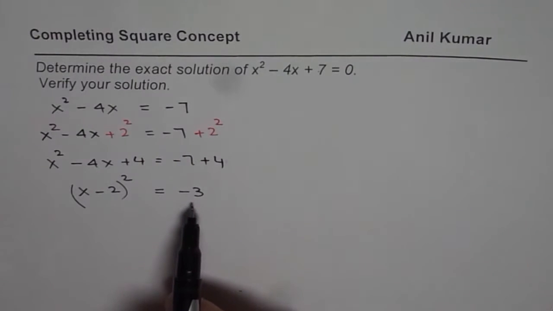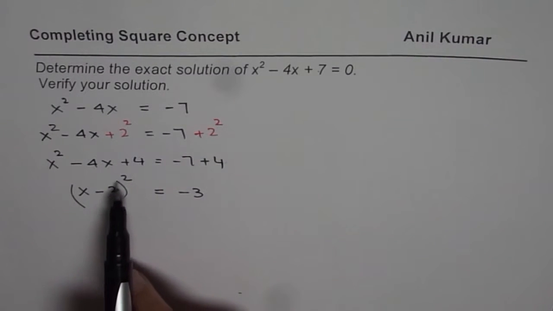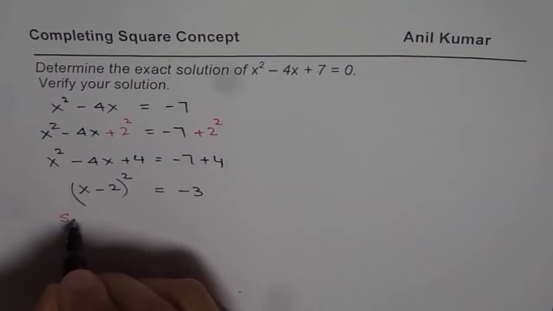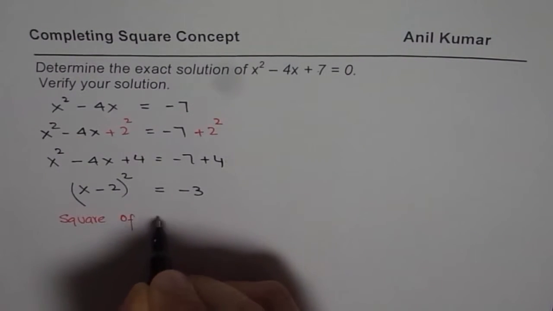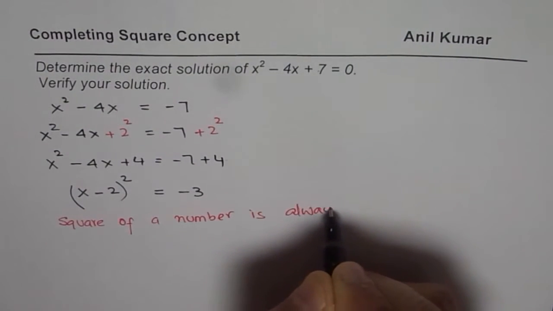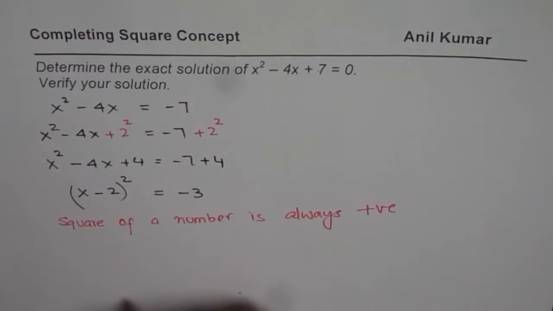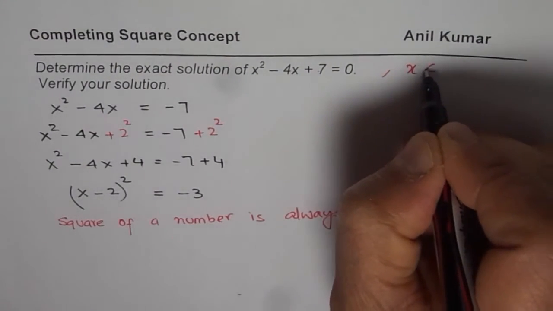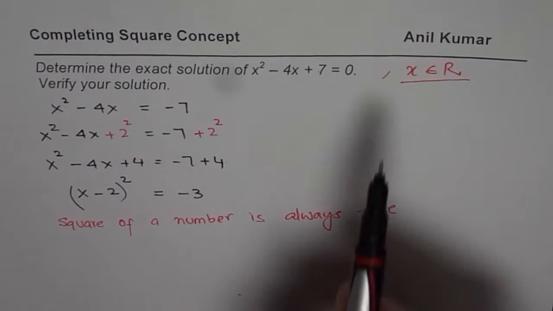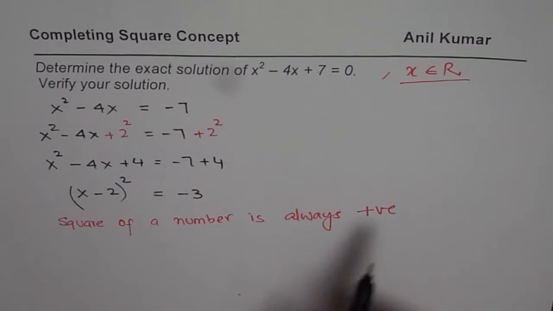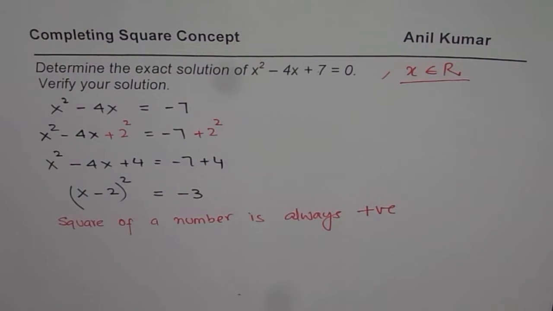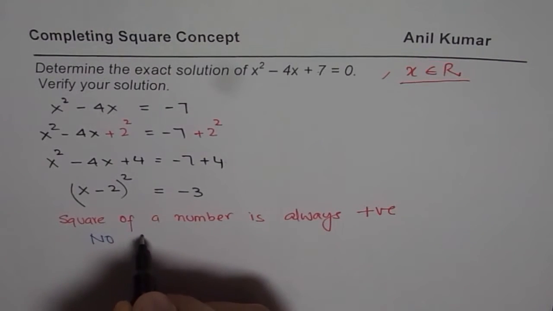Now since negative 3 is on the right side and on the left side we have a square, the square of any number is always positive, right? It's never negative. We are working in the domain where x belongs to real numbers. So in that case, a square is always positive, and therefore this is never true, right? Since a square is always positive, in this particular case we will say no solution.